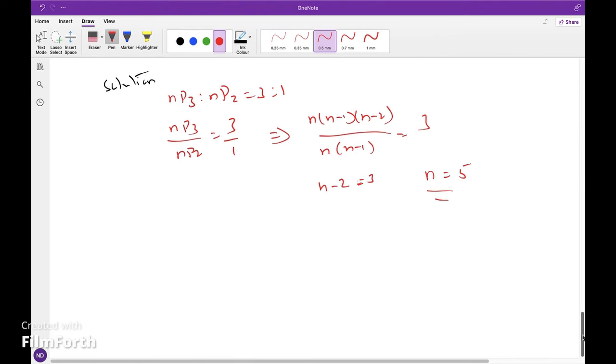Next example. If m plus n P2 is equal to 56 and m minus n P2 is equal to 30, then find the values of m and n.